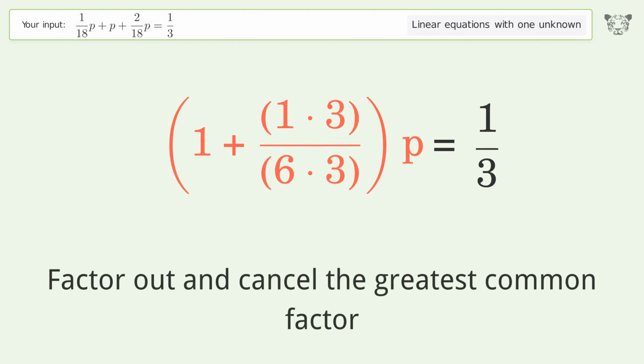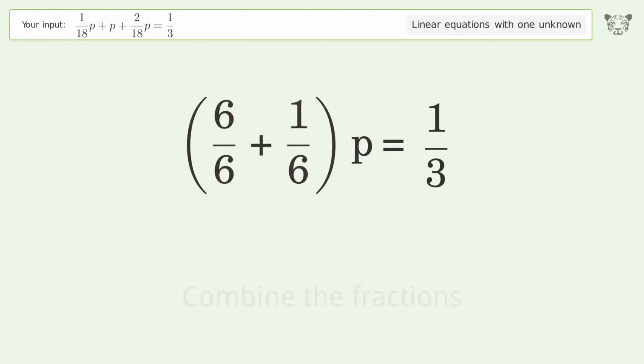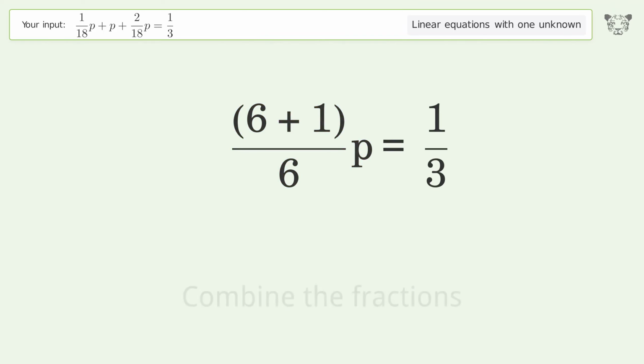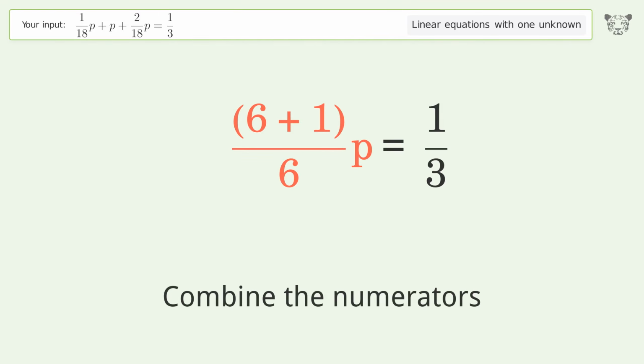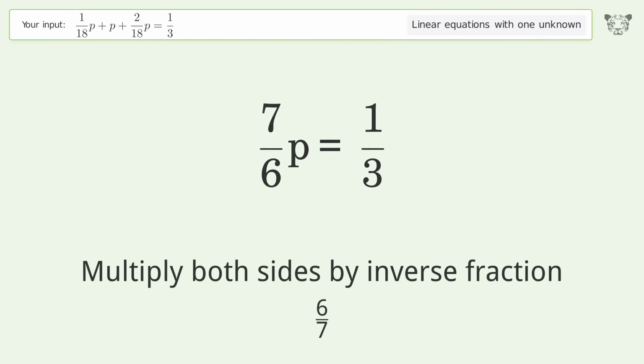Convert the integer into a fraction. Combine the fractions. Combine the numerators. Isolate the p. Multiply both sides by inverse fraction 6/7.